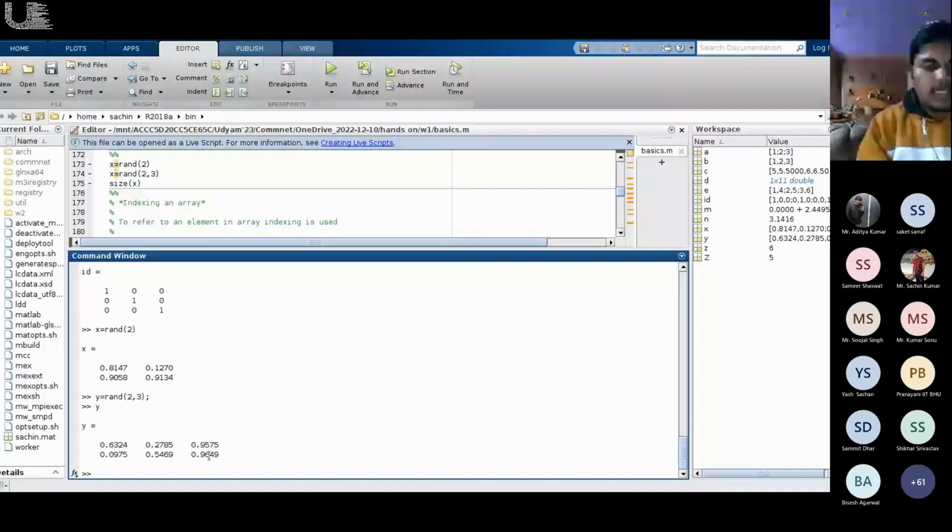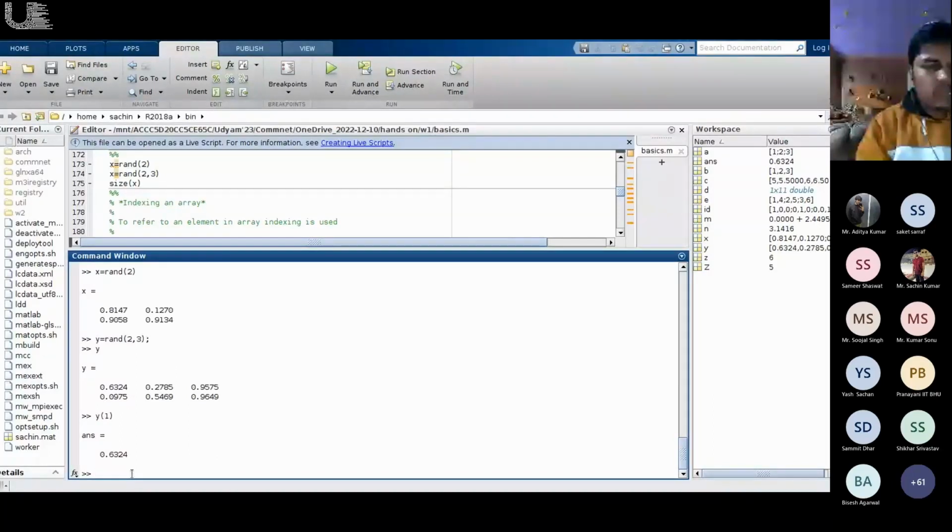Okay, let me ask a question. Like in C++ or C in Python, indexing start from 0 or 1? 0 भैया. 0. But in MATLAB, the indexing start from 1. Okay, remember this. If I am writing y, it is printing y1 is equal to 0.6324.